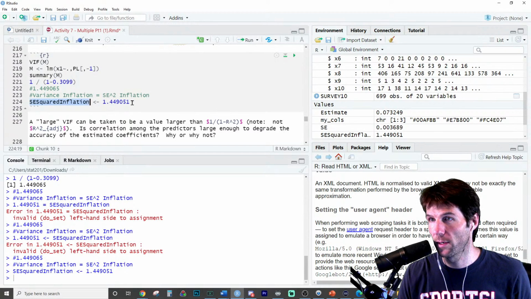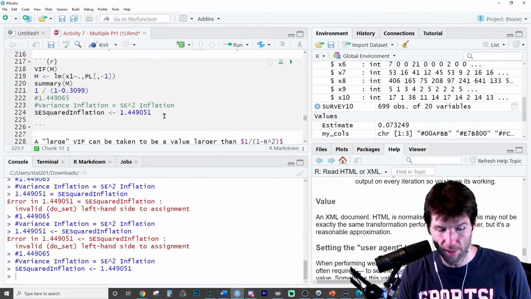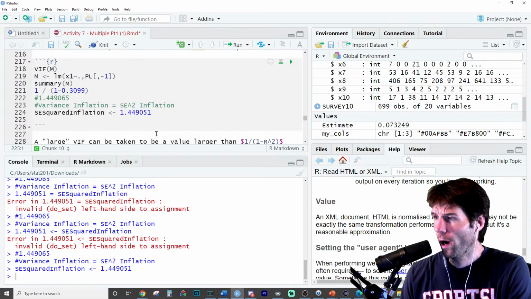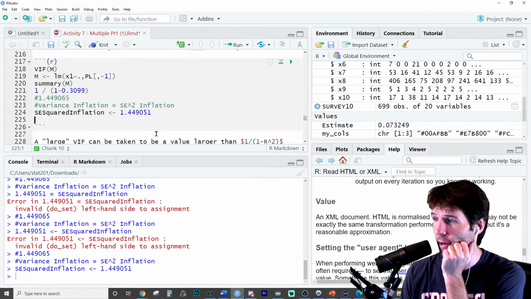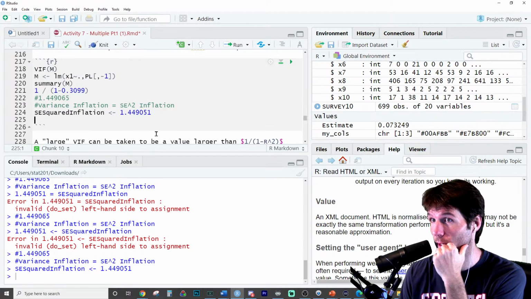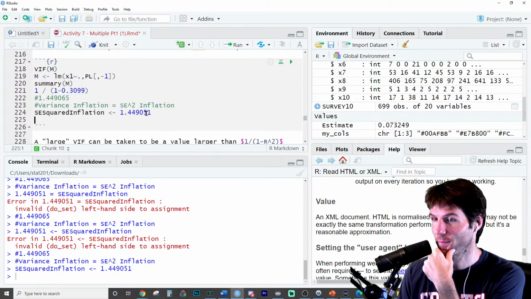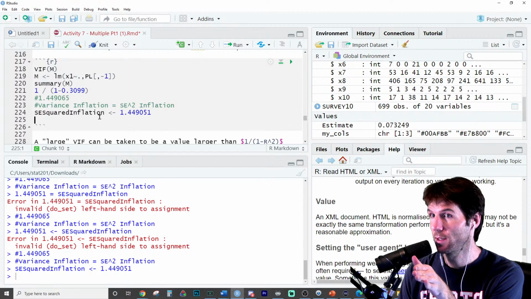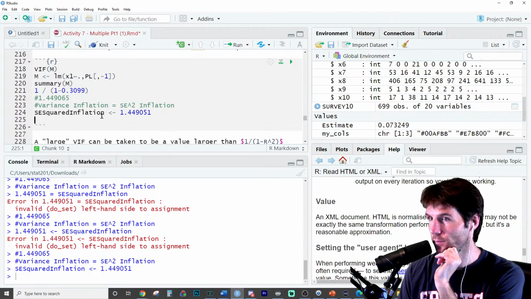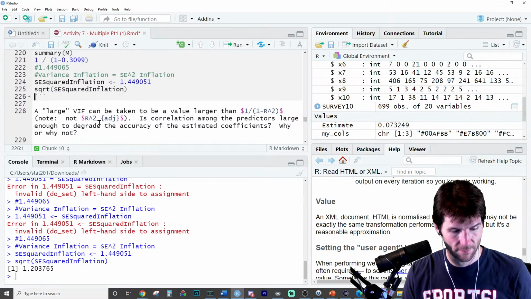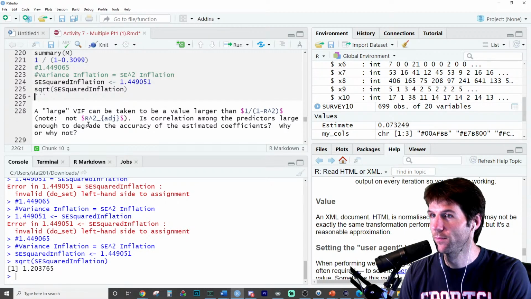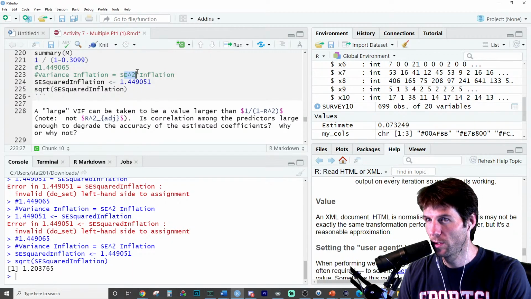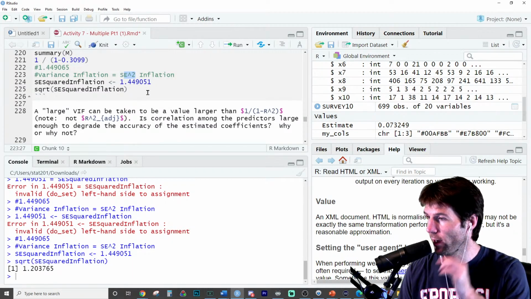So what could we do to the standard error squared inflation? We know what it is, but we just want the standard error inflation. Right now it's squared. That's the big hint. Just go back to algebra. Since it's squared, if we want the standard error, there we go: square root it. If it's squared, just square root it, to find out how much the standard error inflation is.